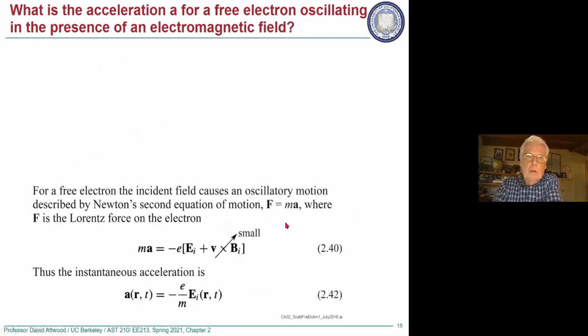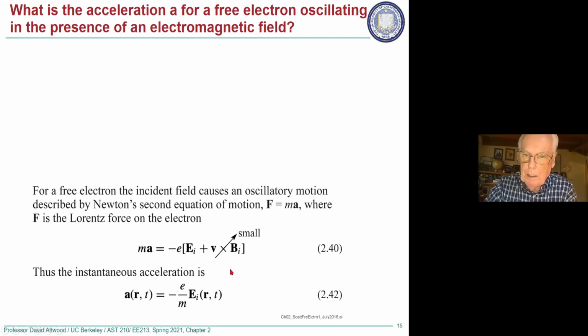Okay, so now this is just a classical case of an electron in the presence of a passing electromagnetic wave. So this is just F equals ma. This is the Lorentz force, minus e for the electron, the incident field, plus v cross B. And it says v cross B is small.